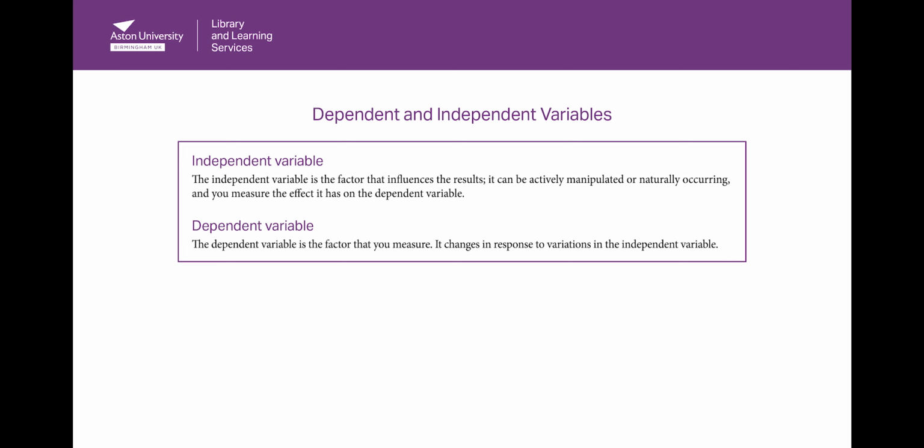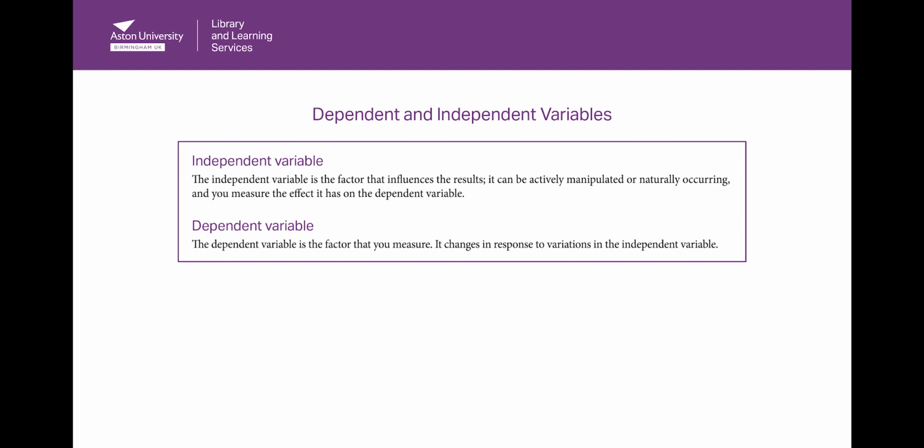In many scientific experiments, we want to understand how one factor affects another. The independent variable is the factor that influences the results. It can be something we actively change, like temperature or dosage, or something that occurs naturally, like soil type, altitude, or time of year. We observe how this variable affects another, the dependent one.